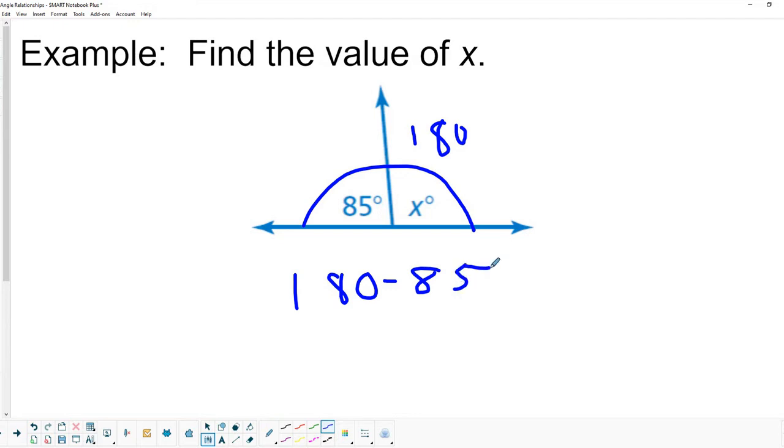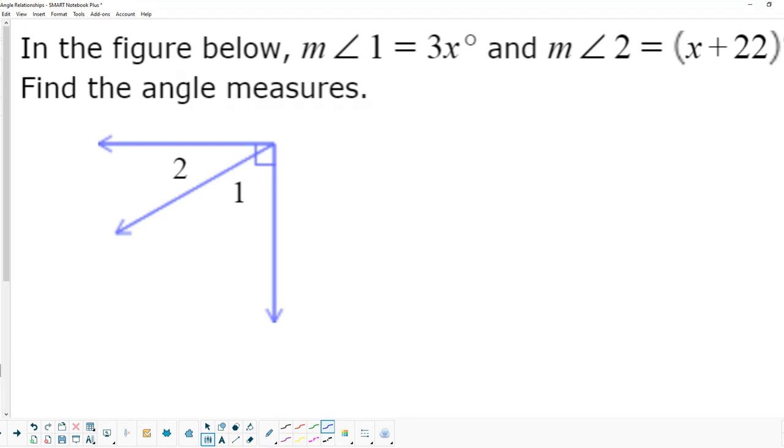And then when you subtract 85, you get 95. So the supplementary angle to 85 is 95, and the two angles add up to 180. Okay, so in this figure, this one will get a little bit more involved.